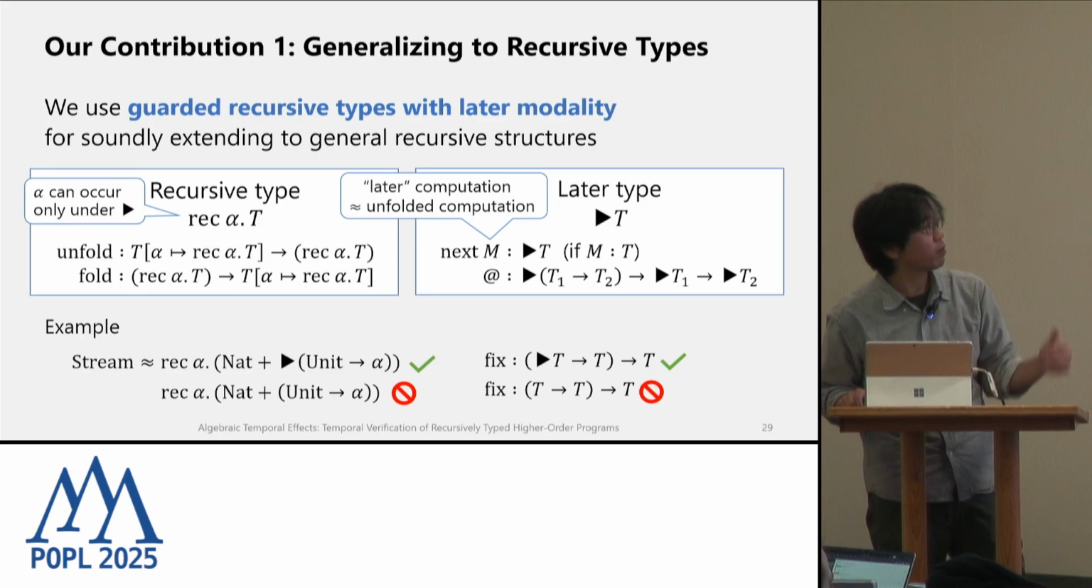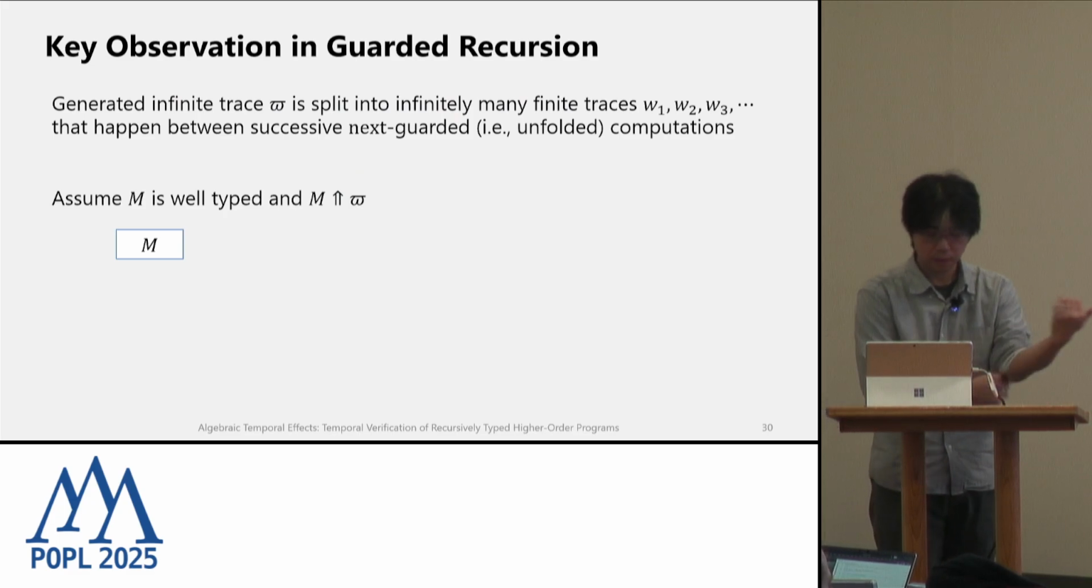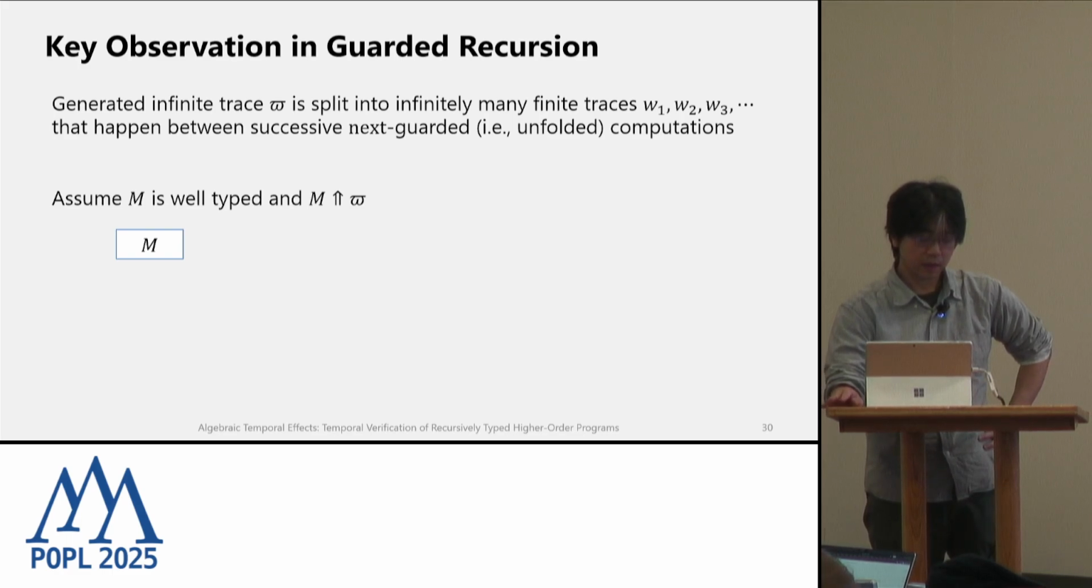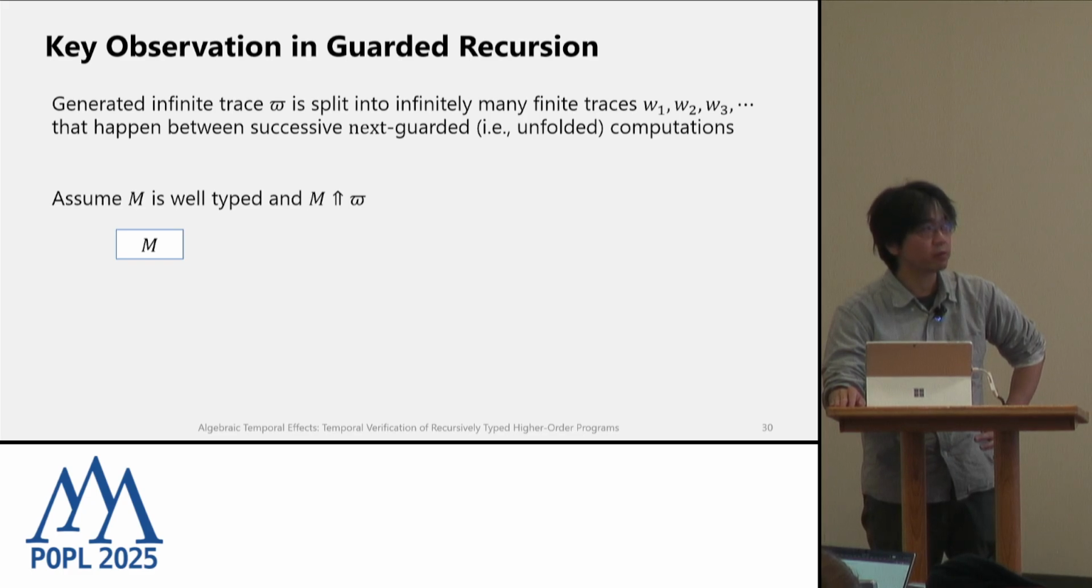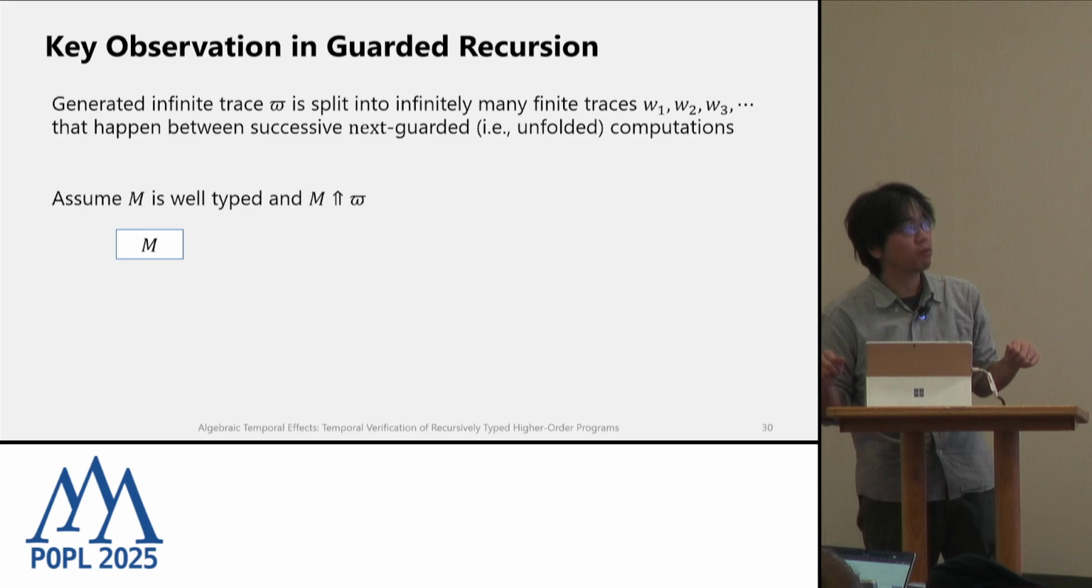All right, and we utilize these guarded recursive types for sound reasoning in temporal effect systems. The key observation in guarded recursion is that, first, the generated infinite trace is split into infinitely many finite traces. And these finite traces happen between the successive unfolded computations.